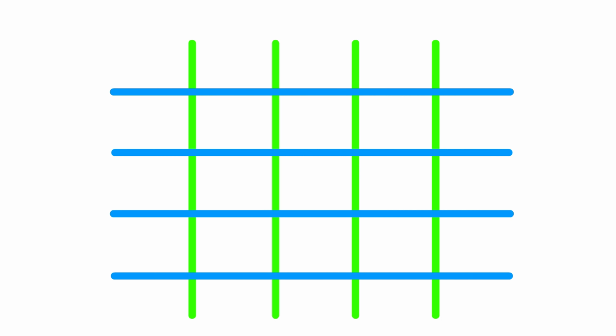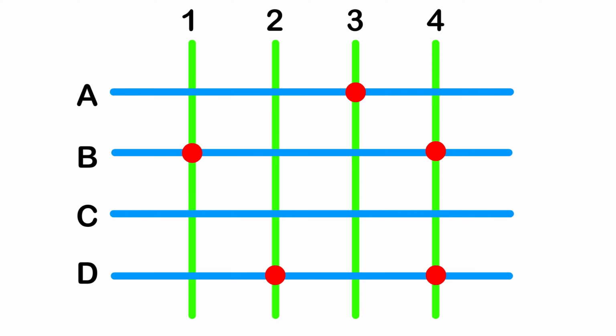To understand this clearly, draw equidistant vertical and horizontal lines on the paper. Label the vertical rows with numbers and horizontal rows with letters. Draw some small circles randomly on points where these horizontal and vertical lines intersect with each other. Name these small circles as A, B, C, D, and E.